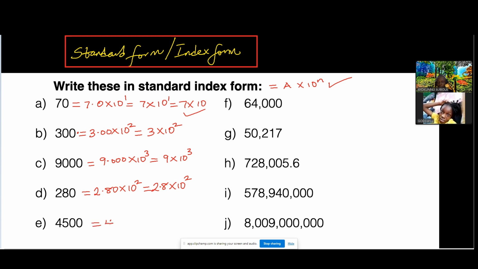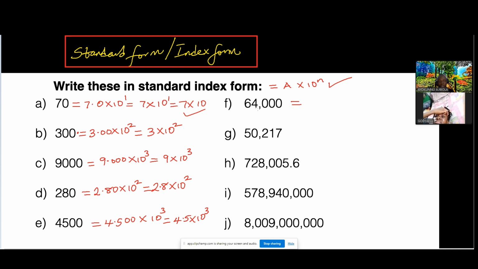Okay, let's do this next one. This is 4.5 times 10 raised to power 3. Why is it raised to power 3? Because I skipped 3 digits, counting from right to left, okay? One, two, three. Is that clear? That's where the 3 comes from. Okay, let's check the next one. But like I said, these zeros are not necessary, so you can now say 4.5 times 10 raised to power 3.